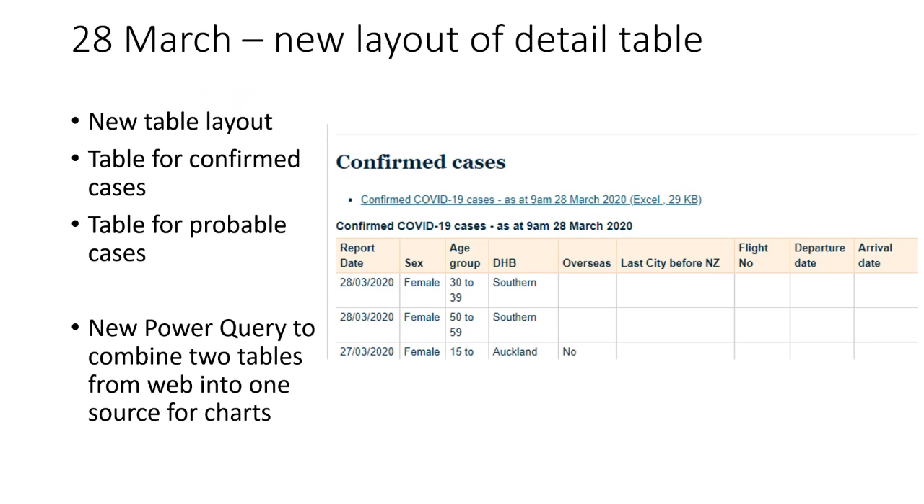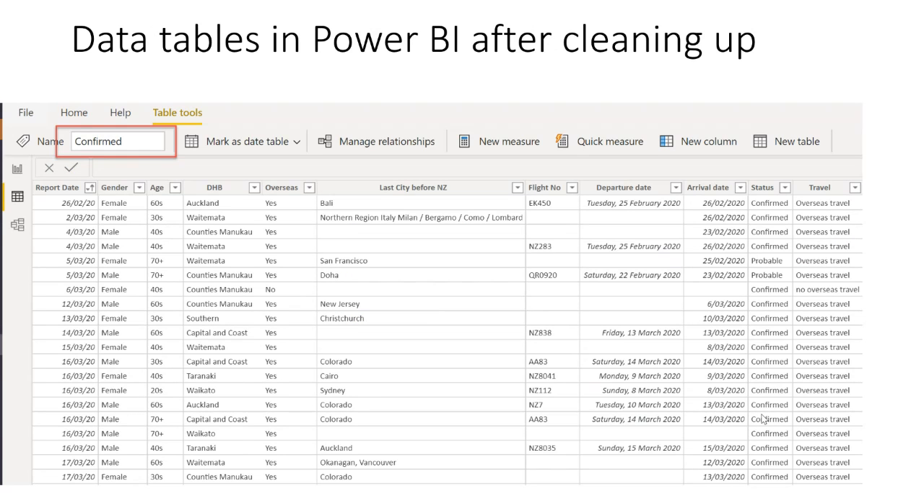So I needed to create a few new Power Queries because they now also split it up into a table for confirmed cases and a second table for probable cases. So I created a new query where I got my probable cases and added a column that said the status is probable. Then another table where I pulled just the confirmed cases and added a column for status equals confirmed. And then I just appended the probable cases to my confirmed cases table. And this is what the table basically looked like in the end.